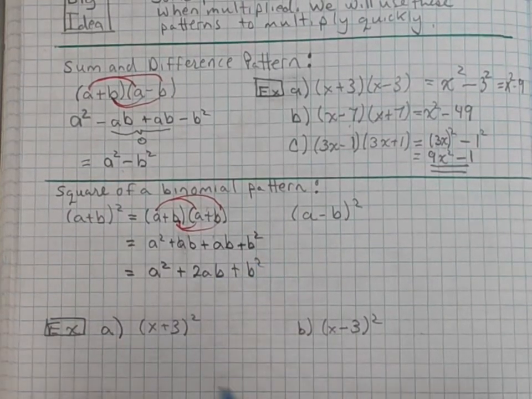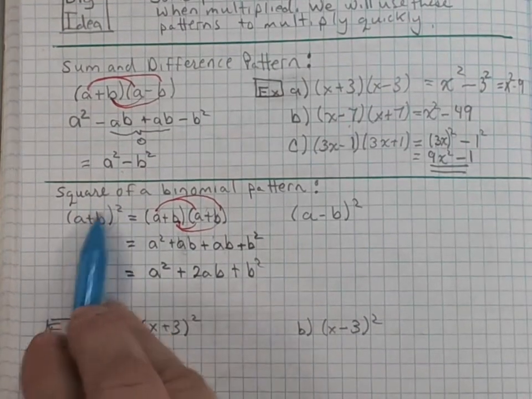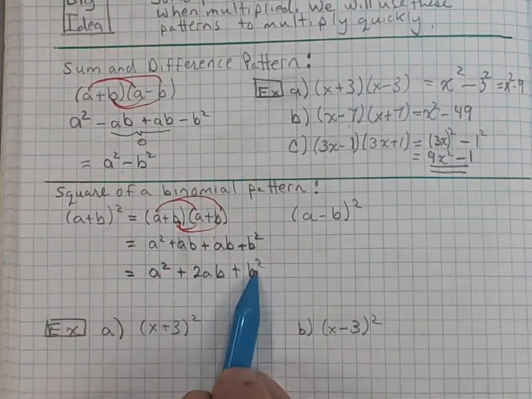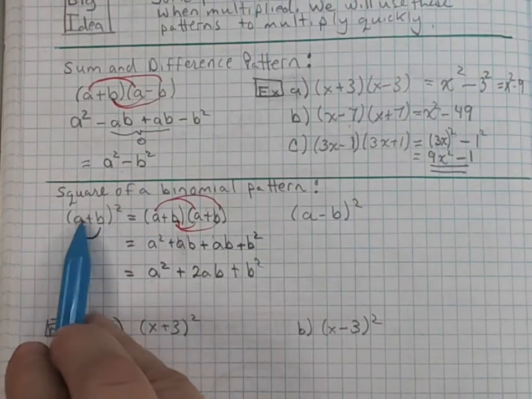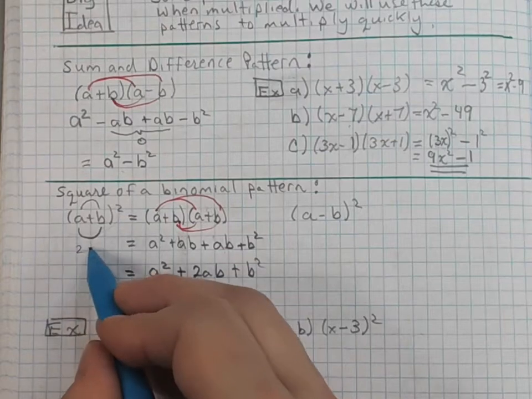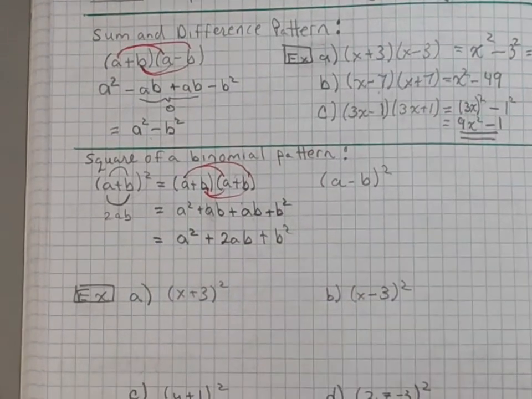All right, up here, the way I think of it is I remember this pattern by remembering that I have to square the a term, I have to square the b term, and then I have to multiply these two together, a times b, but I have to do it twice. And that's what gives me the 2ab. All right, so let's try it on one of these down here.